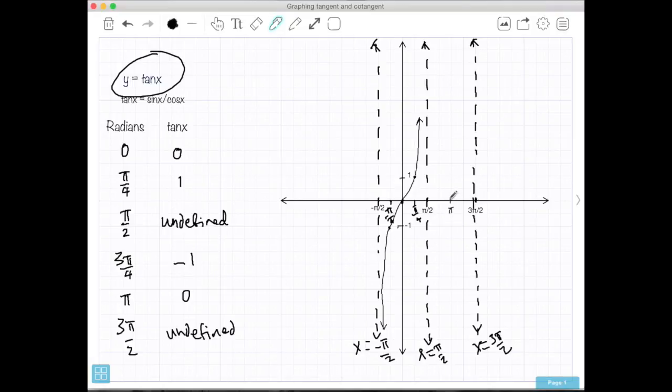It's the same for the next cycle. Middle point, over 1 up 1, over 1 down 1. Join the points. Remember, tangent equals sine x over cosine x, so the asymptotes of tangent are where the cosine function equals 0. Don't forget to label your axes and your asymptotes.